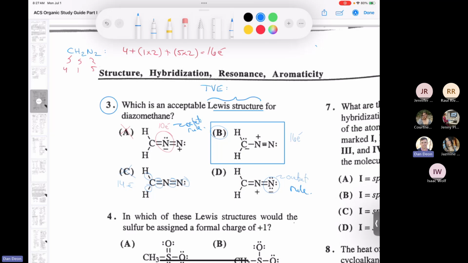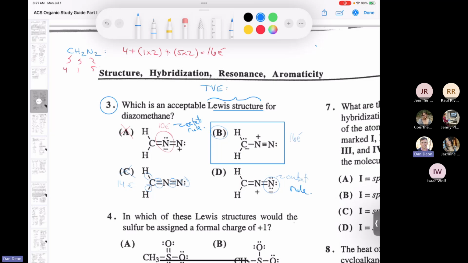Yeah, thanks, Isaac. You're absolutely right. So again, we solved that one by process of elimination, but that looks totally reasonable to me. Diazomethane is a really cool molecule. It's used to do something called diazotize, or anyhow, doesn't matter. But it's also kind of explosive, so that's something interesting there.